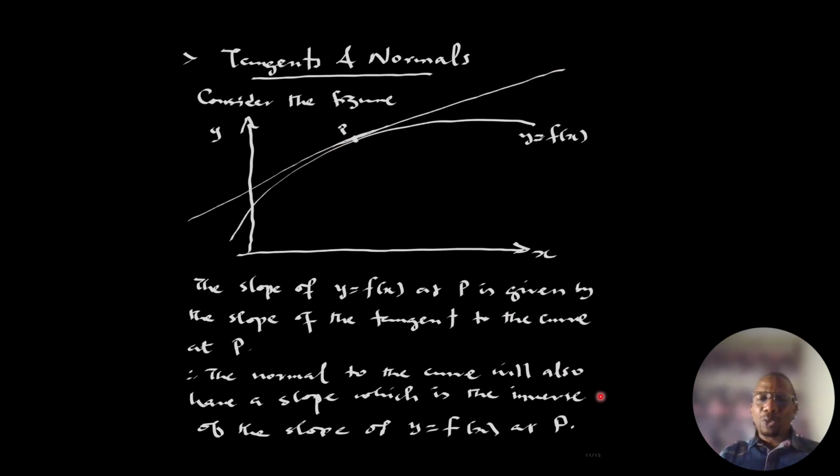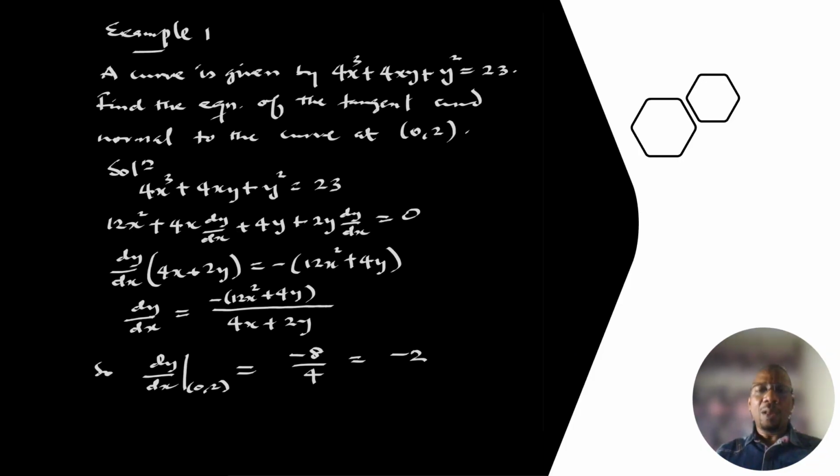So the normal to the curve will also have a slope, which is the negative inverse of the slope of y equals f of x at P. Just take note of that definition. Now, example 1. We have used differential calculus to explain the equation of a straight line. We are now using the same differential calculus to explain the equation of a curve. I'm talking about the tangent and normal to a curve.